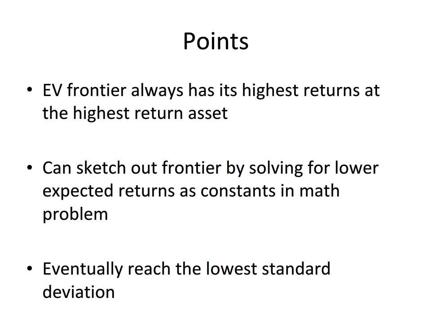Some points here. We've used Excel to sketch numerically our EV frontier. Our EV frontier always begins at the highest return, at the highest return asset. You can never go above that. You can change the standard deviation or the risk, but you can't change the highest return. You can sketch out the frontier by solving for different expected return levels, and you'll eventually reach the lowest standard deviation. And we illustrated that all in that problem.